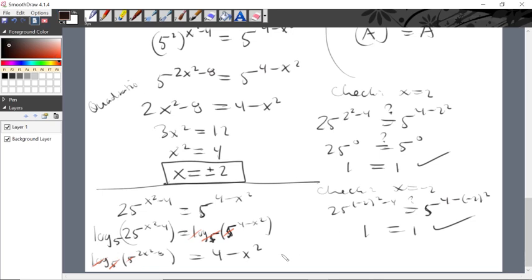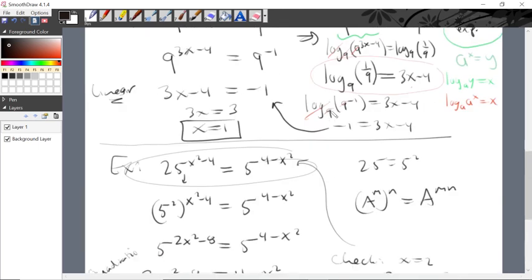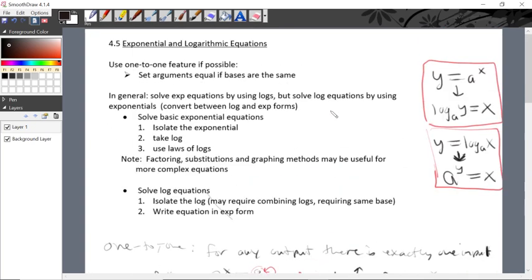We would be right here again, back at this equation. And then we would proceed solving from there. So we're going to end up at the same solutions anyway, regardless of which technique we use. But if it's possible to convert both sides to have the same base, we can set the arguments equal to each other. That's the point. And that's using the one-to-one property.